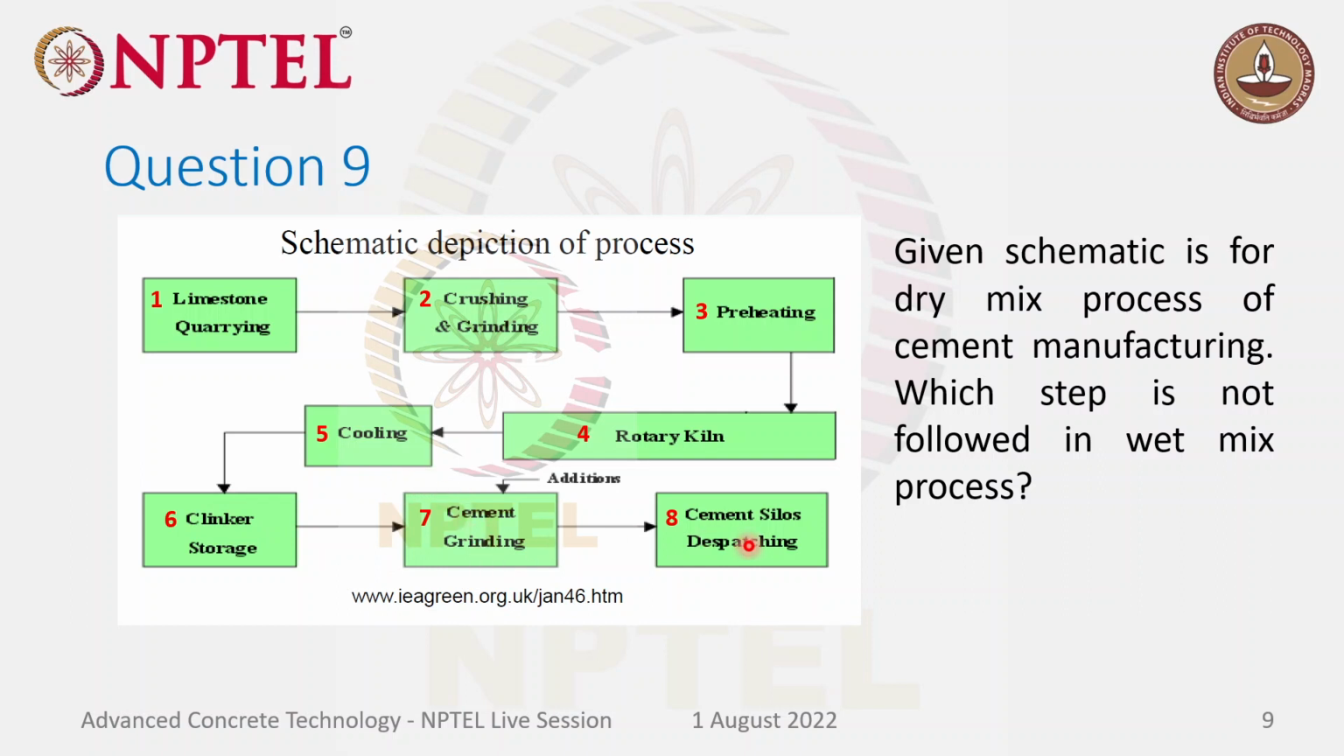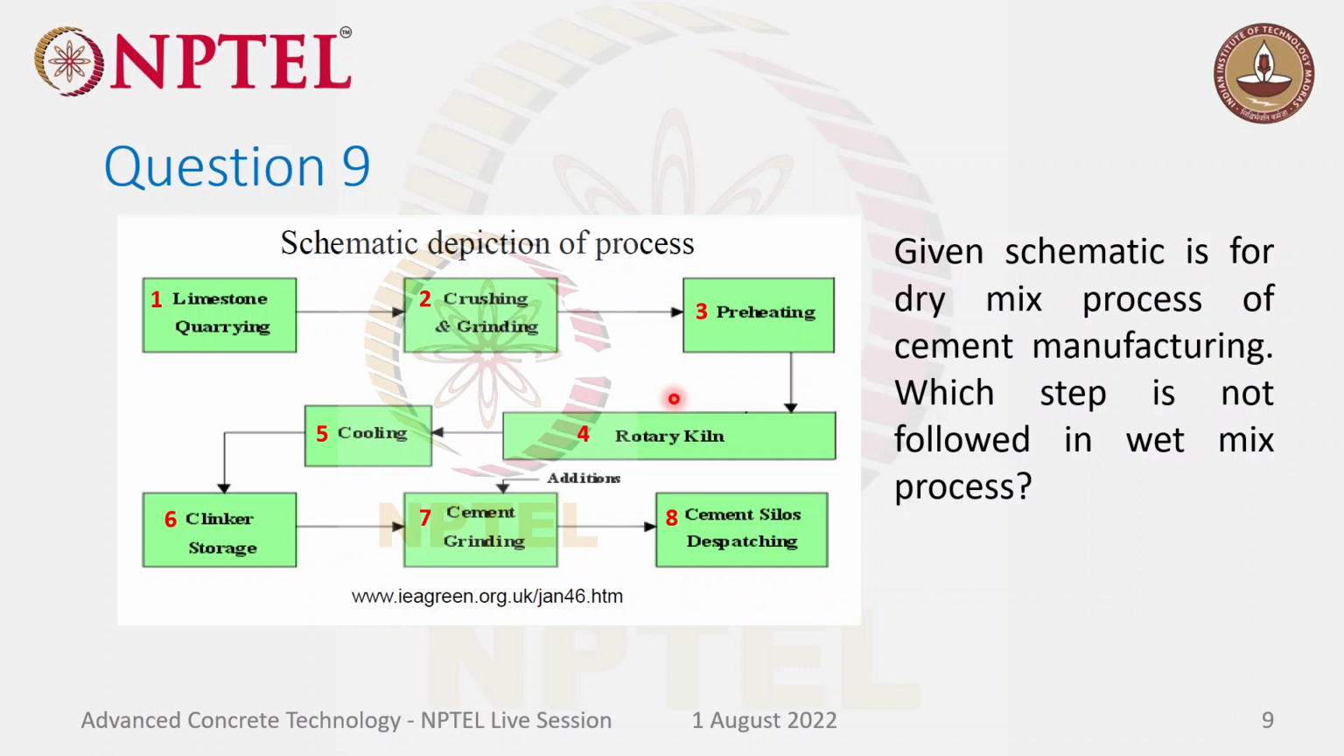Then it will be packed in bags or sent to the cement silos. Okay, so this is the process given for the dry mix process. Which particular process is not followed in the wet mix process? That is the question. Someone told me step 6. Step 6 is common for all.